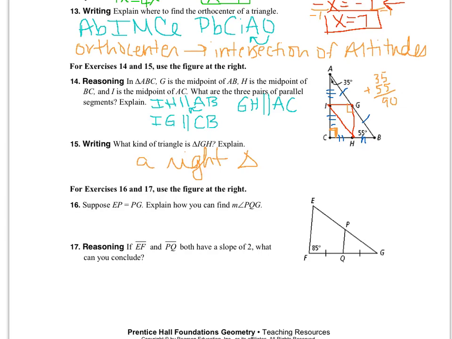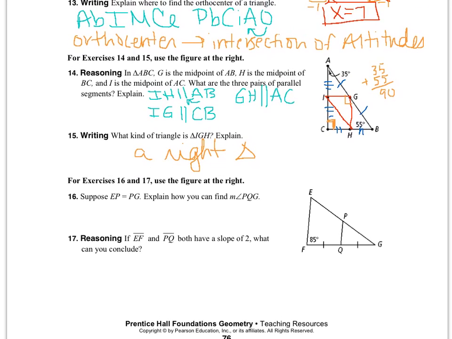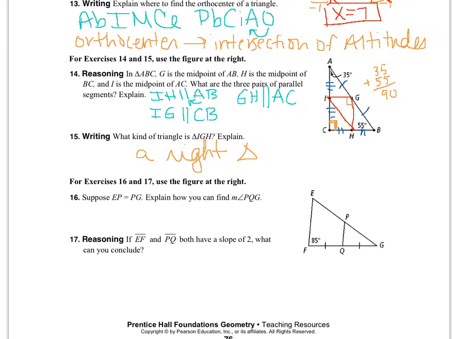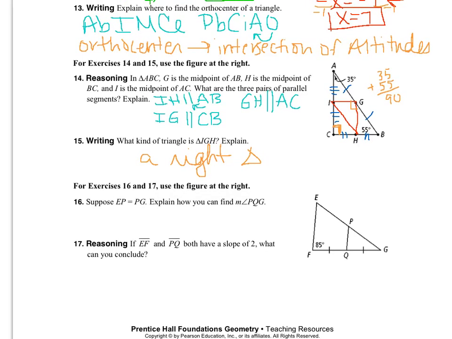Now we're looking at 16 and 17. Are those our last two questions? Yes, they are. For 16, I'm using this figure right here. It says, suppose EP is congruent to PG. How could you find the measure of angle PQG?